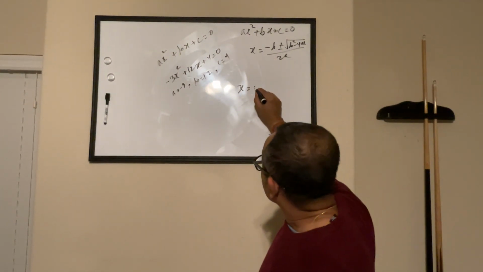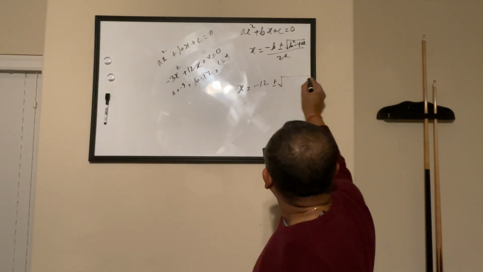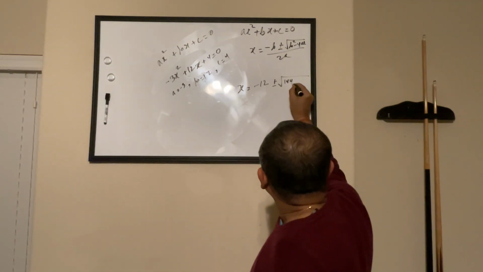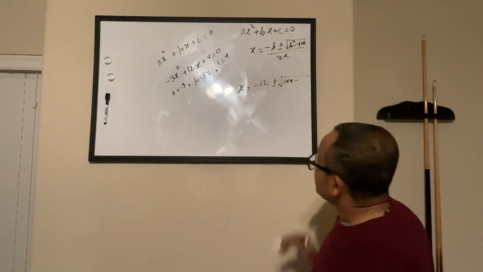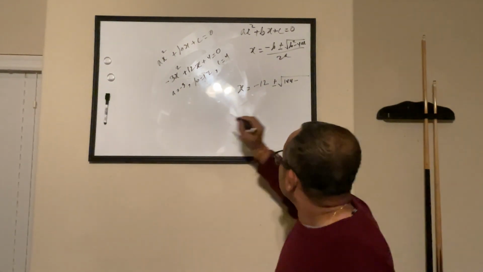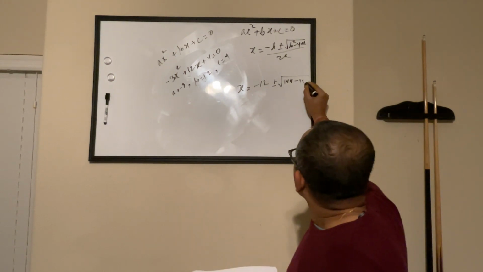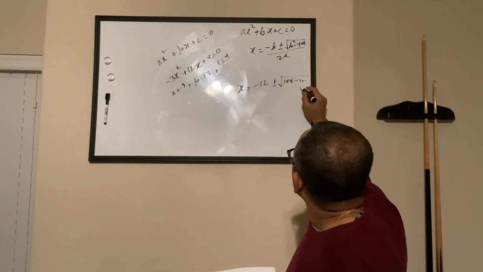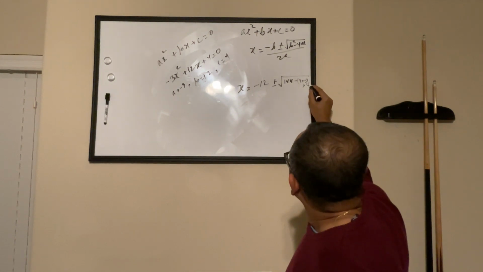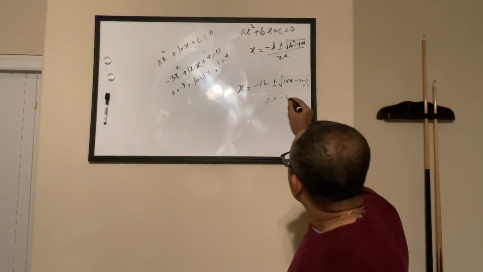minus b, b is 12, so minus 12, plus minus the square root of b squared, 12 squared is 144, minus 4 times a times c, minus 4 into negative 3 into c, which is 4, divided by 2a, so 2 into minus 3.